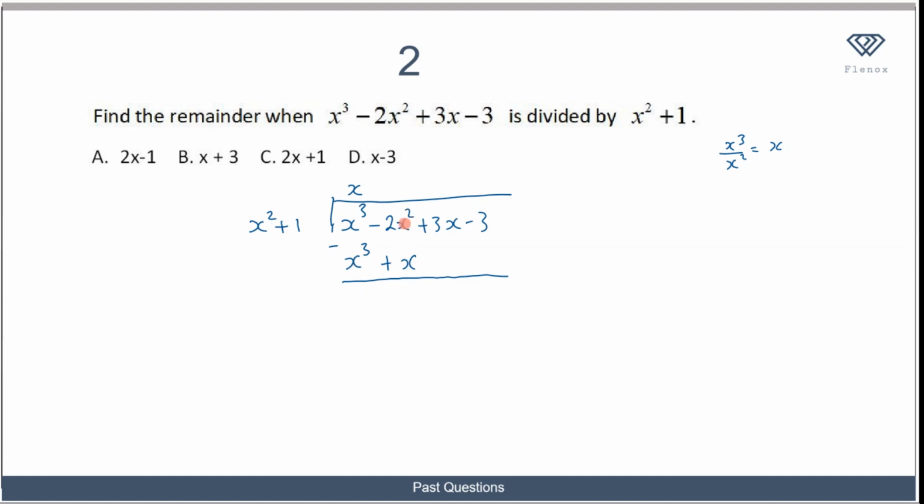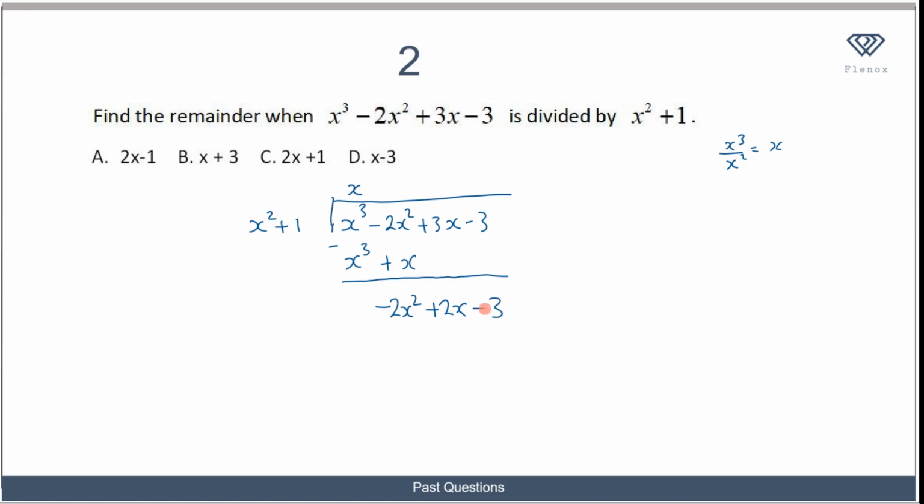There is no x squared term here, so bring this down. So we have minus 2x squared. And now for the 3x, you have 3x minus x, because minus times plus is minus. So 3x minus x will give me plus 2x. And I just bring down this one here because I don't have any normal term here. So I have minus 3.